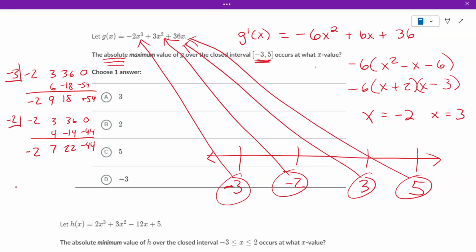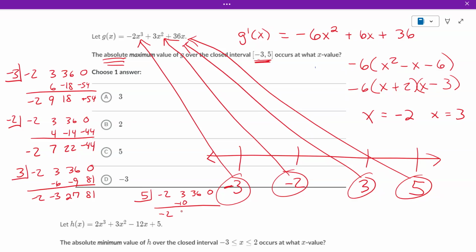A little higher. We put in a 3. Negative 2, 3, 36, 0. Negative 2, negative 6, negative 3, negative 9, positive 27, 81. So far that's a max. Let's try a 5. Negative 2, 3, 36, 0. Negative 2, negative 10, negative 7, negative 35, 1, 5, 0. Where's the absolute max? At 3.